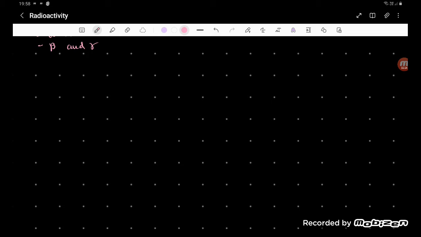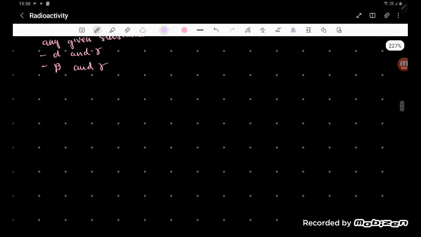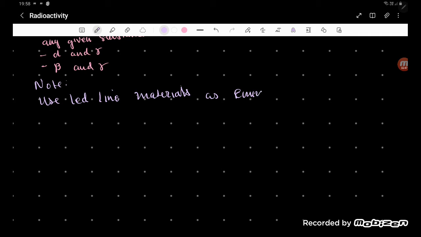If you want, I can write that down as a note. Use lead-lined materials, as emissions cannot pass through them.